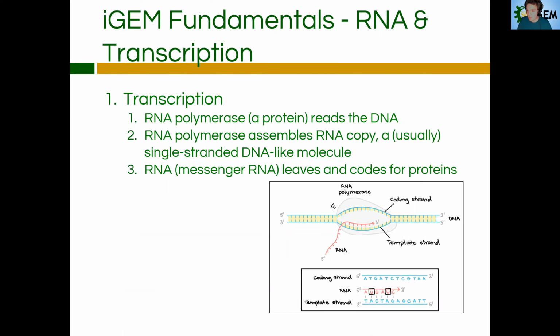So transcription happens within the nucleus of each of your cells. And this is where this enzyme called RNA polymerase, it's a protein, comes and starts reading the DNA from the 5' to the 3' direction. So this RNA polymerase binds to the DNA. The DNA starts unzipping, so those hydrogen bonds that I mentioned before start breaking. And as it goes through this, it starts assembling an RNA copy of the template strand.